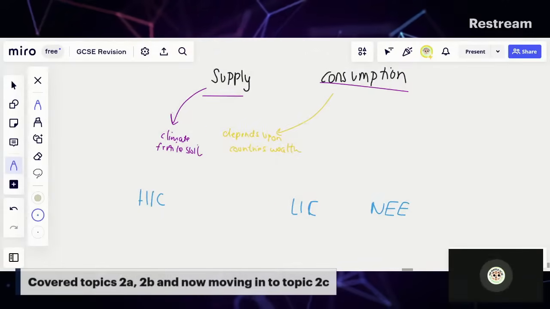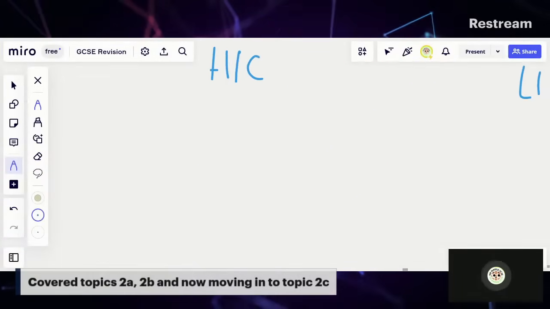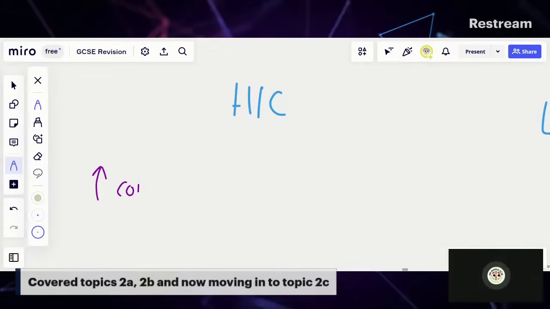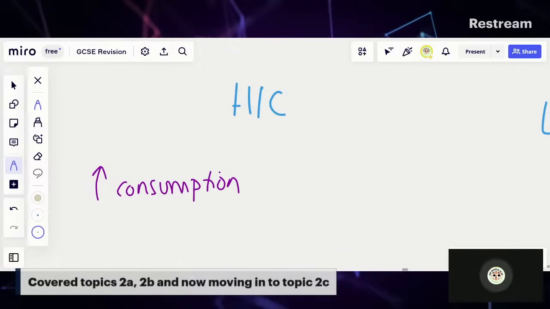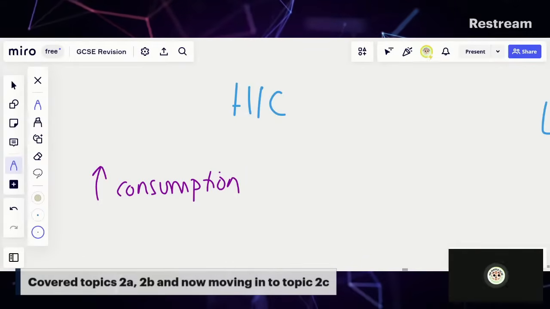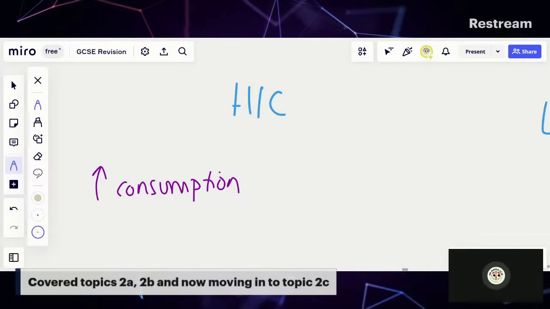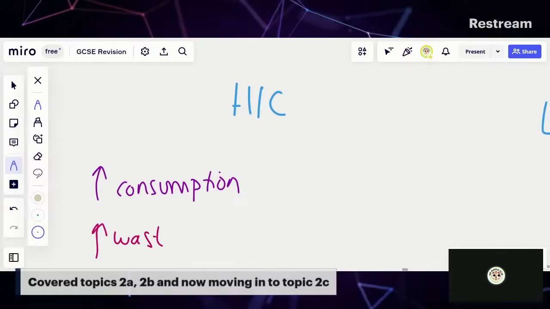Consumption in high income countries is generally much greater. So, for example, in the UK, we tend to consume more. And the reason why we consume more is because we can afford to buy more food and have a higher standard of living. Now, unfortunately, because of higher consumption rates, we also have very high wastage rates as well.